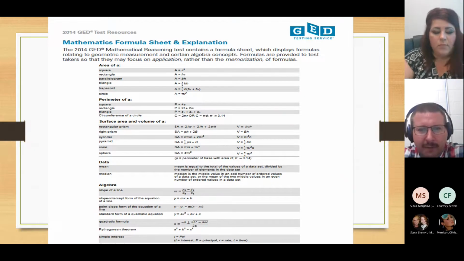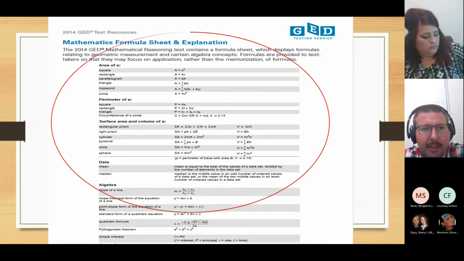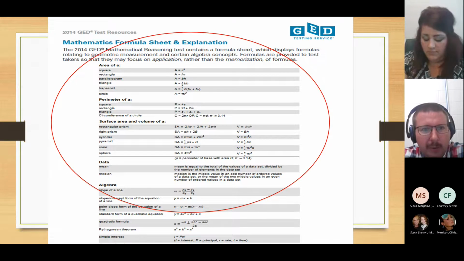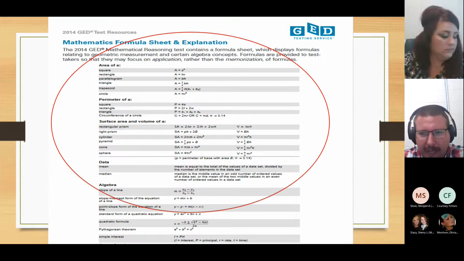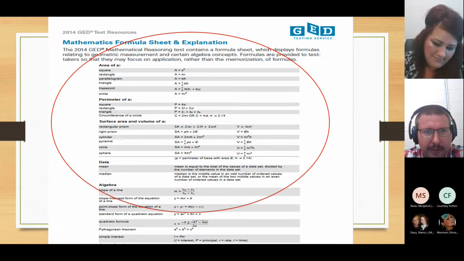This is the formula sheet in front of you, but we will only be discussing the top part: area, perimeter, surface area, and volume. What do you mean by those, John? Well, we're going to discuss them in a bit. The mean and median, we've already discussed those. The bottom part, the algebra, you'll be learning about that with Miss Jackie this afternoon or on another session. But we're going to focus on area, perimeter, surface area, and volume today.